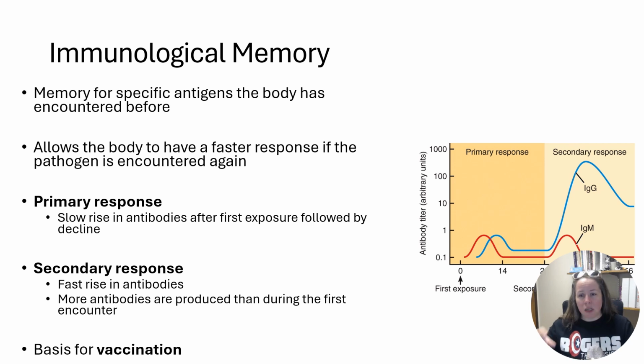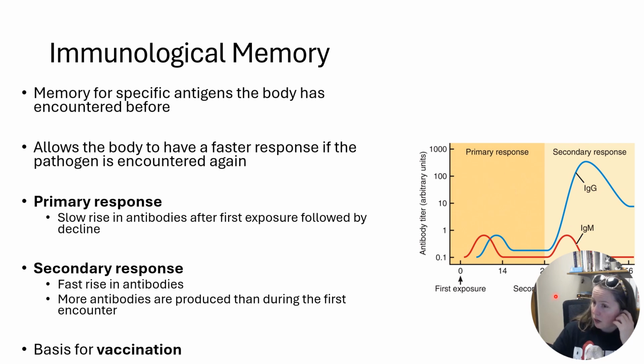Now, as I mentioned, the other population of cells that are cloned when something binds to a B cell receptor are your memory cells, and they're responsible for immunological memory. Now, this is the memory of your body to a specific pathogen, so a specific virus or a specific bacteria.